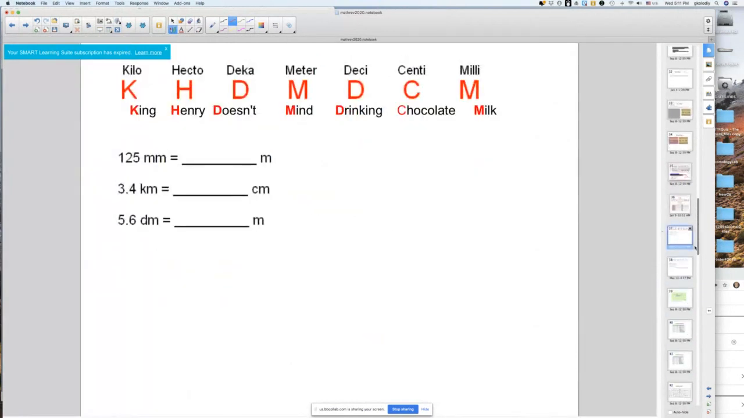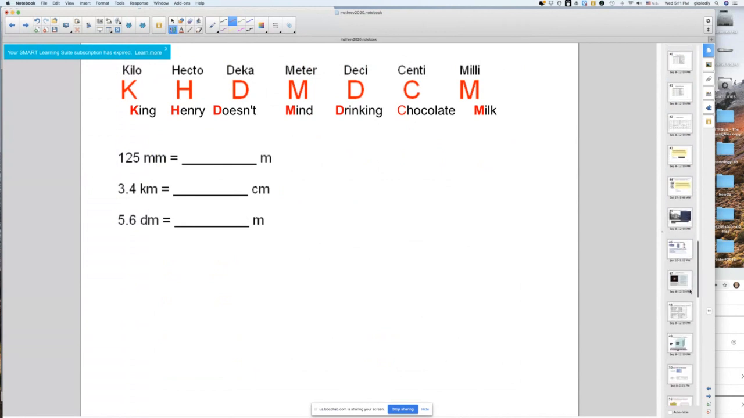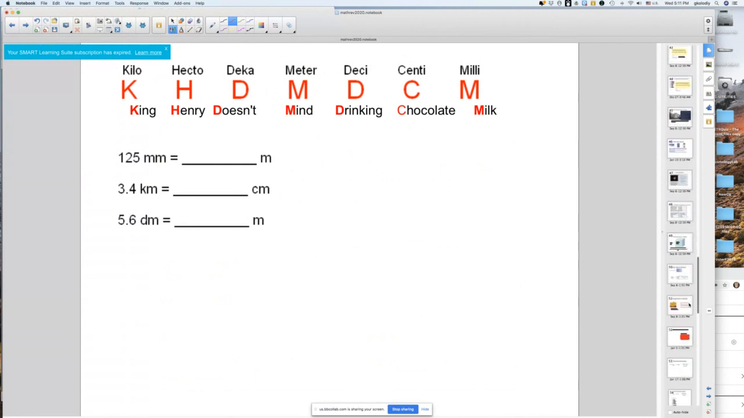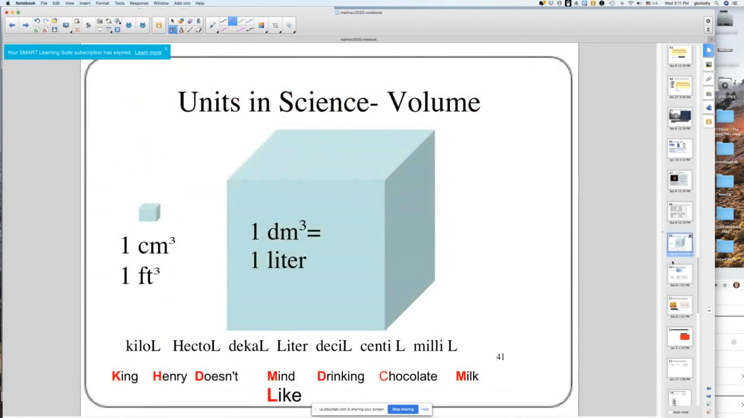All right, so the next few slides I'm going to skip, and I want to go into using units in science. This is where we just finished off: a liter, sometimes called a cubic decimeter, because it's 1 decimeter or 10 centimeters on each side.